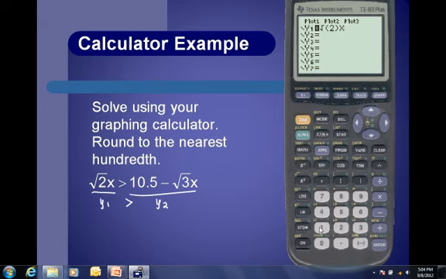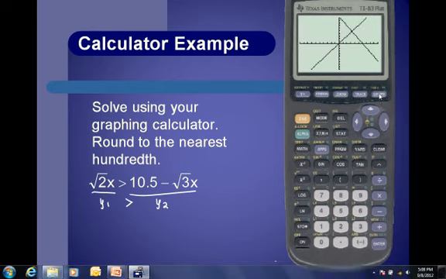The second one, y2, would be 10.5 minus the second square root of 3. Close that parenthesis. Okay. And when we press graph, notice we get two lines. They intersect right here, so that's the boundary point. Now remember, we are looking where y1 is greater than y2, which means we're looking where the first line is above the second line. So when we find where the first line is above the second line, it starts right here.